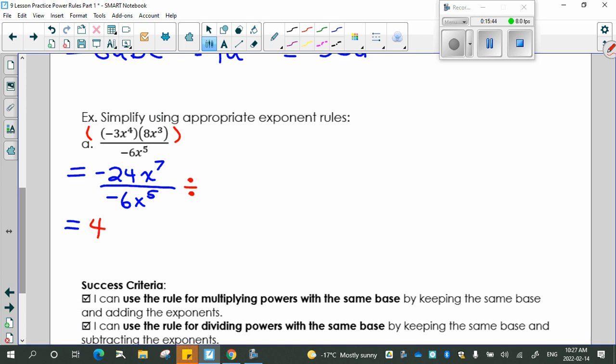Yep. And x squared minus x to the 6th... 7 minus, is that a 5? Yep, is 2, right? To get 4x squared. Awesome. So look how complicated that looks, and then you got this nice answer of 4x squared. Okay, so we've really simplified it a lot, and that's what simplify means. Okay, good job, guys.